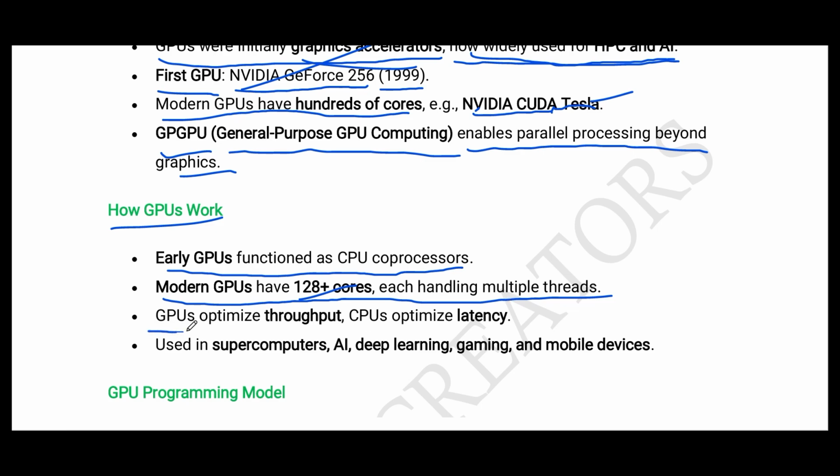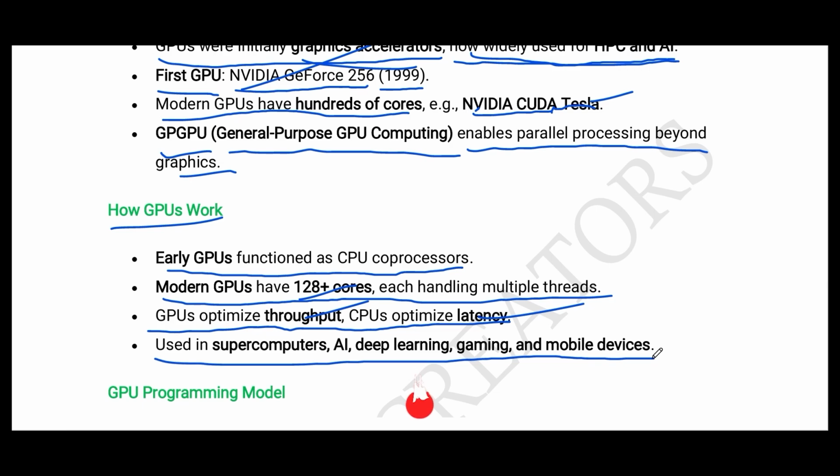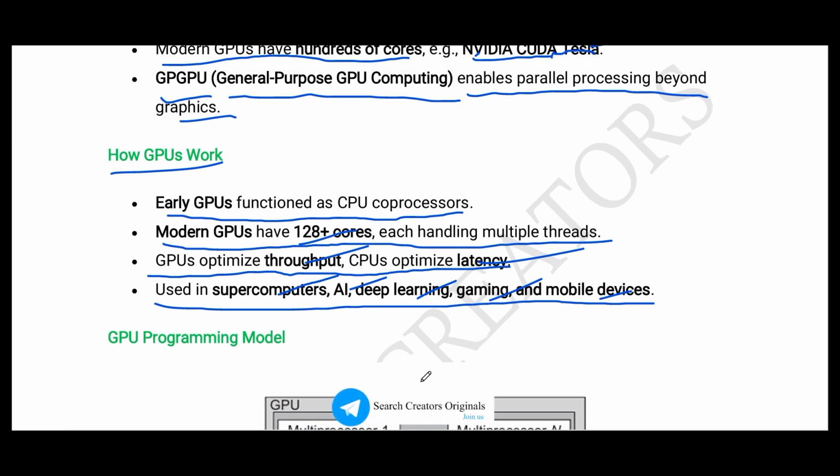Next is GPUs optimize throughput, CPUs optimize latency. GPUs are used for optimizing the throughput and CPUs optimize the latency. They are used in supercomputers, AI, deep learning, gaming, and mobile devices. A good GPU is needed for deep learning, for hardcore gaming, for mobile devices. Without it, it cannot run correctly.